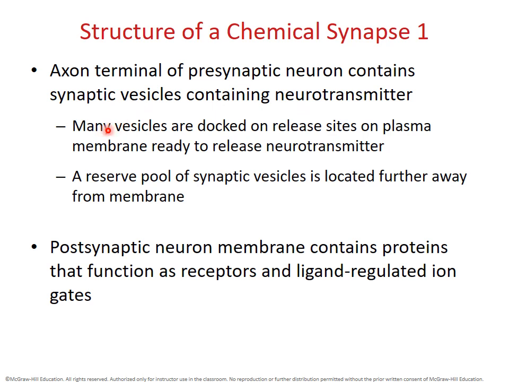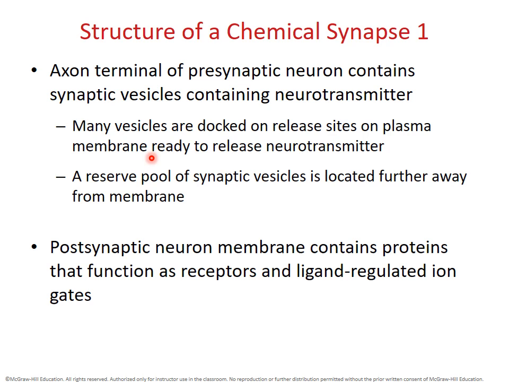Many vesicles, as you can see, are docked on release sites on the plasma membrane at the axon terminal. So when you get to the axon terminal, many vesicles are sitting just on the inside of the axon terminal's cell membrane. In other words, they're ready to go. They're like locked and loaded. All you have to do is alter membrane fluidity just a bit, and those vesicles that are sitting attached to the inside of the axon terminal cell membrane will fuse with the membrane and release their neurotransmitter.